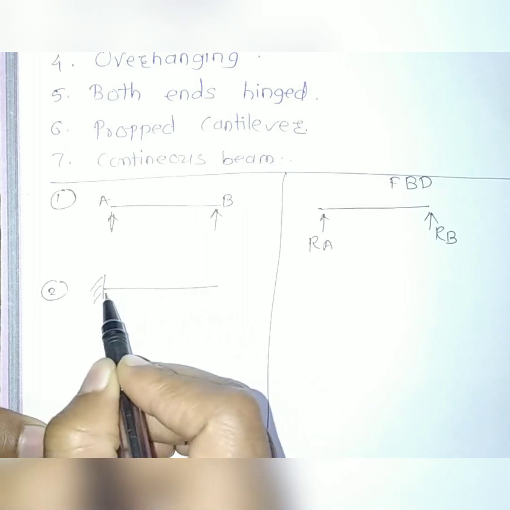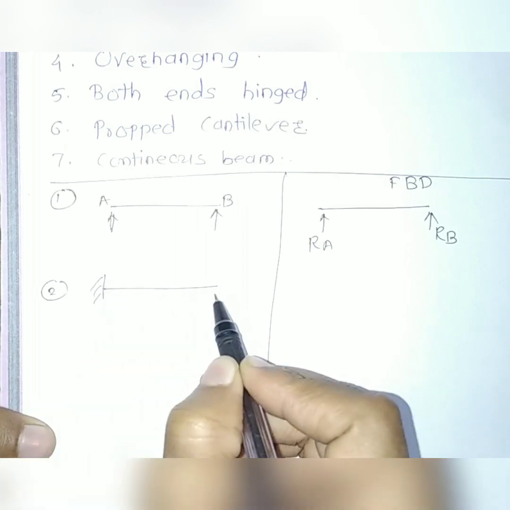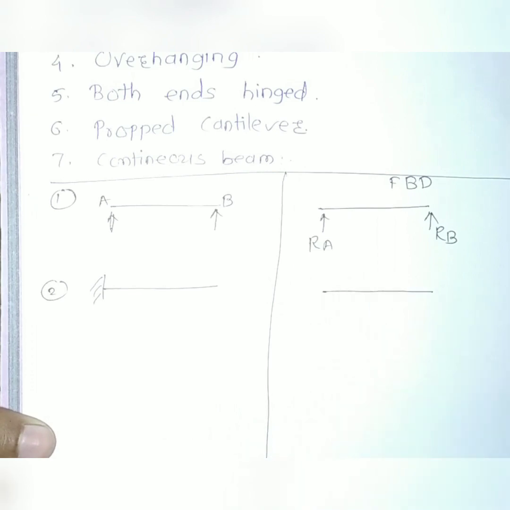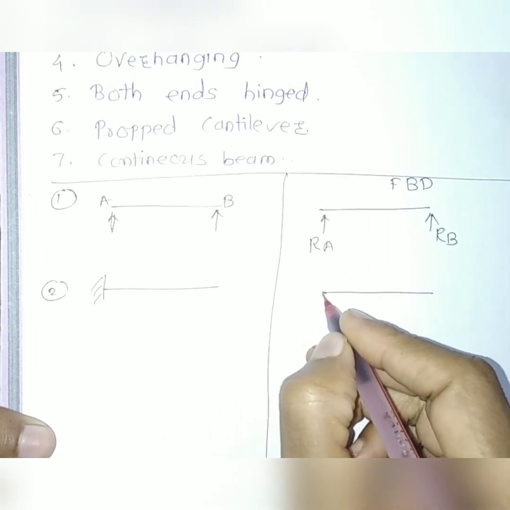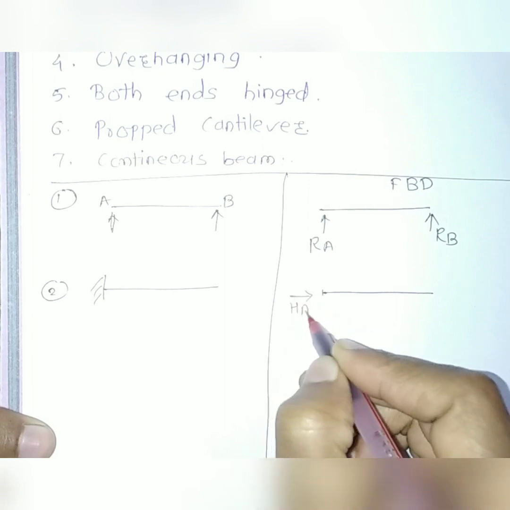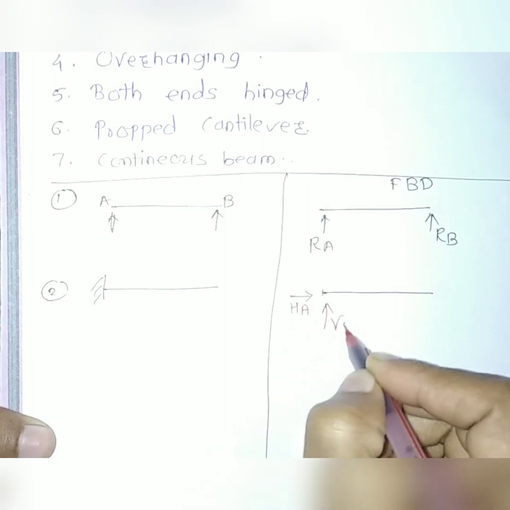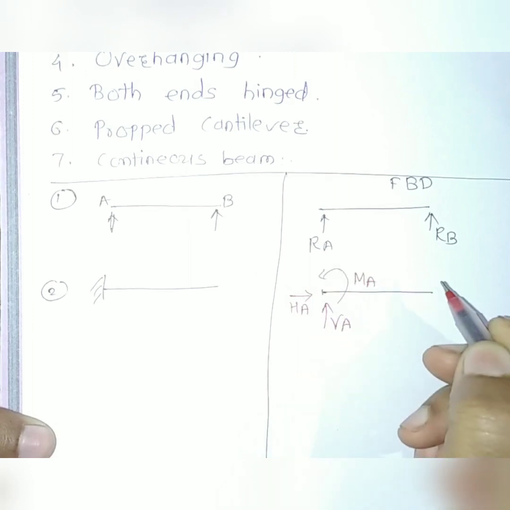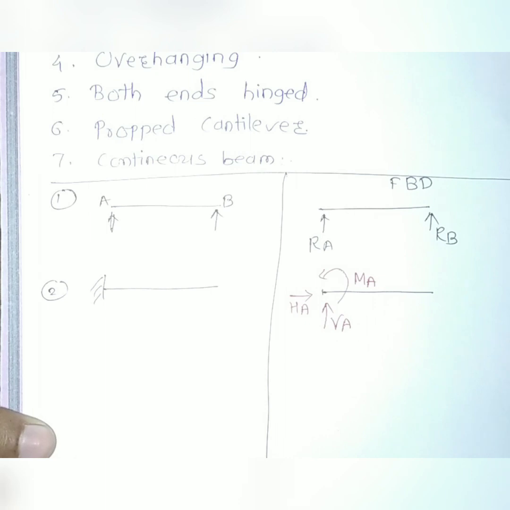Cantilever beam means one end is fixed one and other is free. So FBD for such cantilever beam is shown. For fixed support, there are 3 reactions: horizontal reaction at point A, vertical reaction at point A, and moment at point A. So this is FBD for cantilever beam.